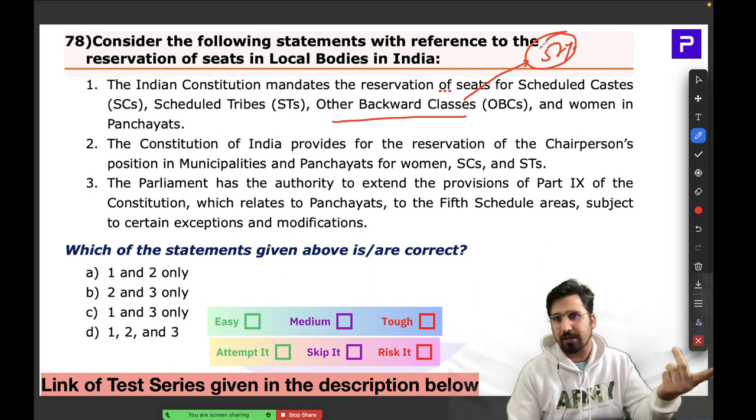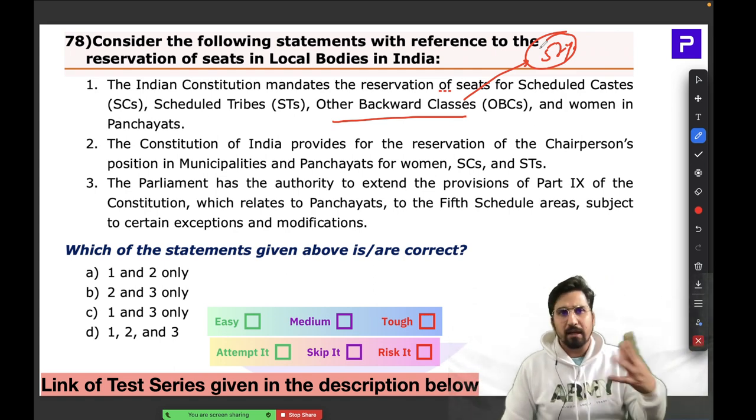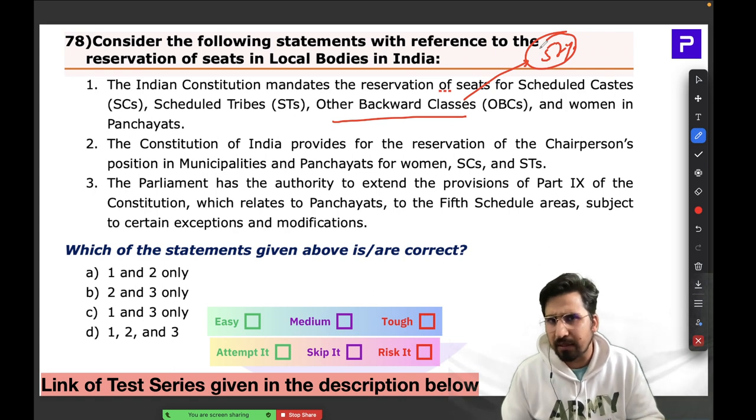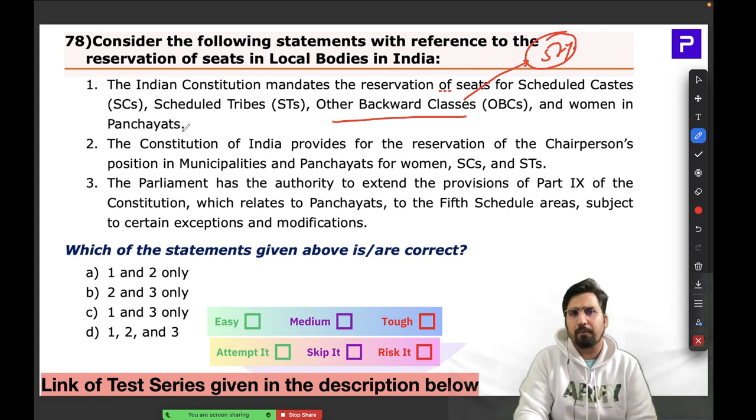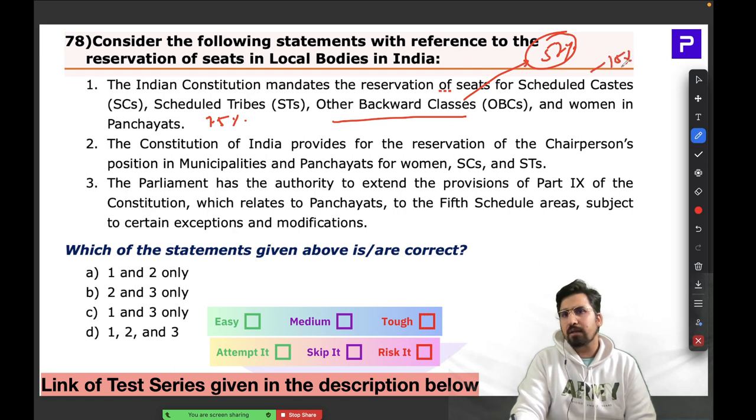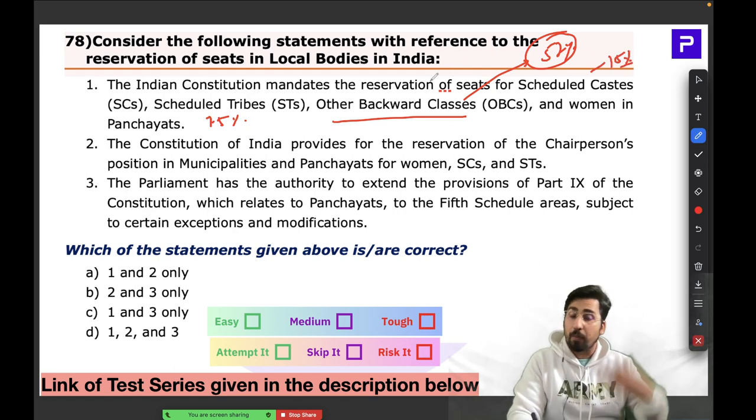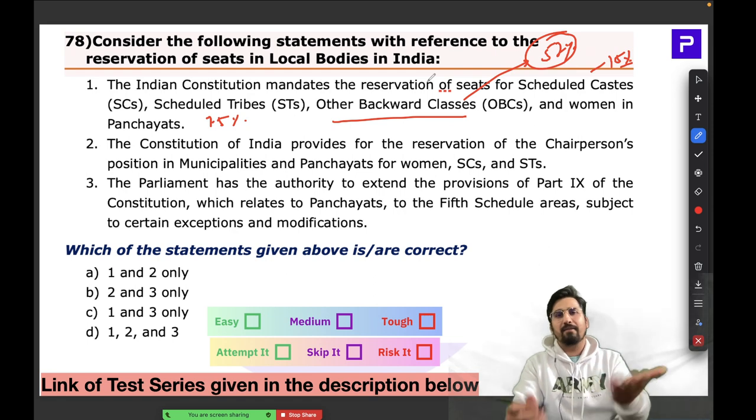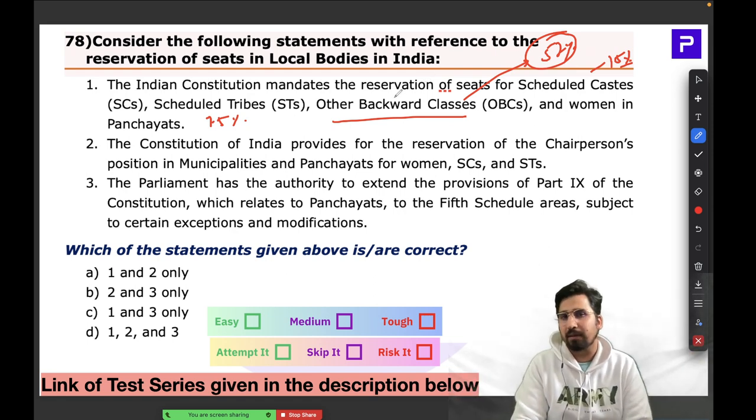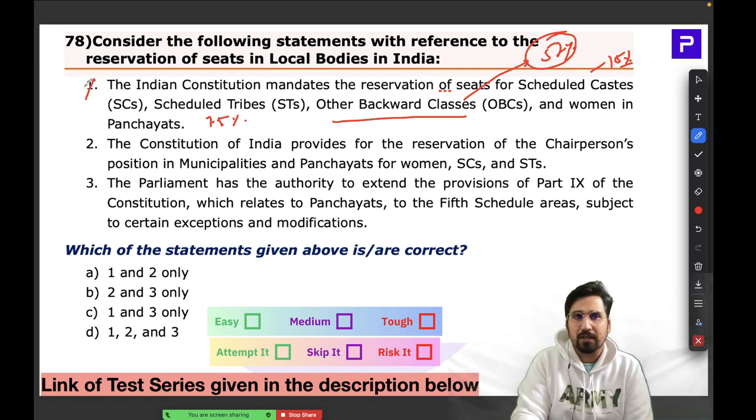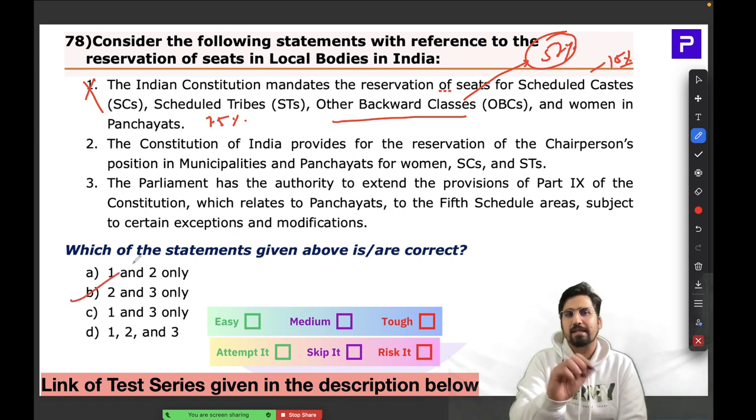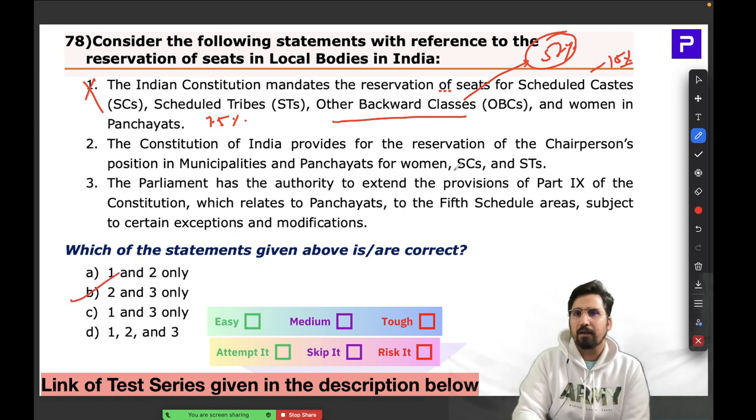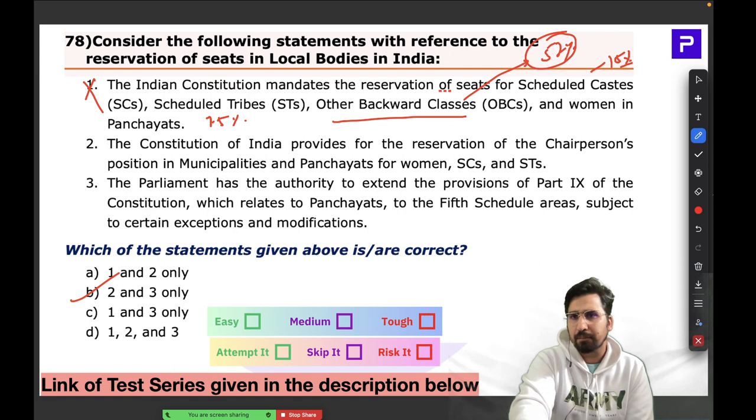Okay, go by that logic. SC, ST is still less. We have approximately 7.5% population of the scheduled tribes. We have approximately 15% for the scheduled caste. That makes sense. OBC 52%, we can't reserve. Otherwise, there's no point of reserving the seats, right? So first you exclude, and you will get the answer as B, 2 and 3. That is correct. Second, third are obvious, very, very simple questions.